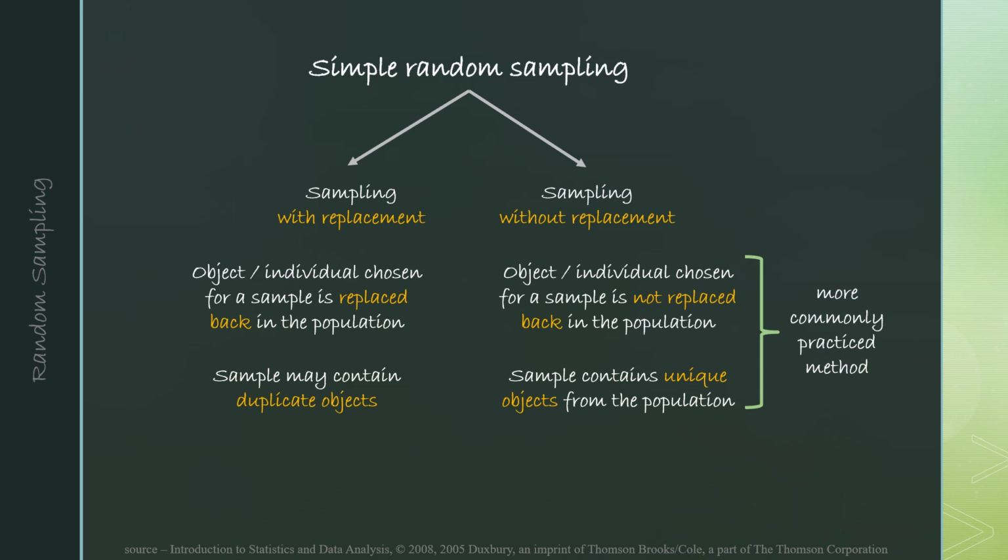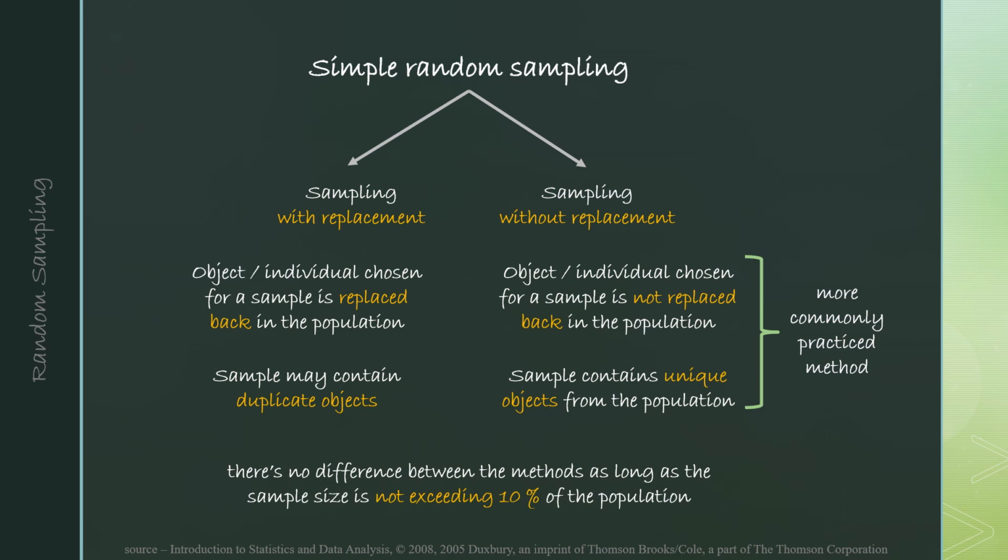Without replacement is the more commonly practiced method. However, assuming a big enough population, there's no difference between the methods as long as the sample size is not exceeding roughly 10% of the population.